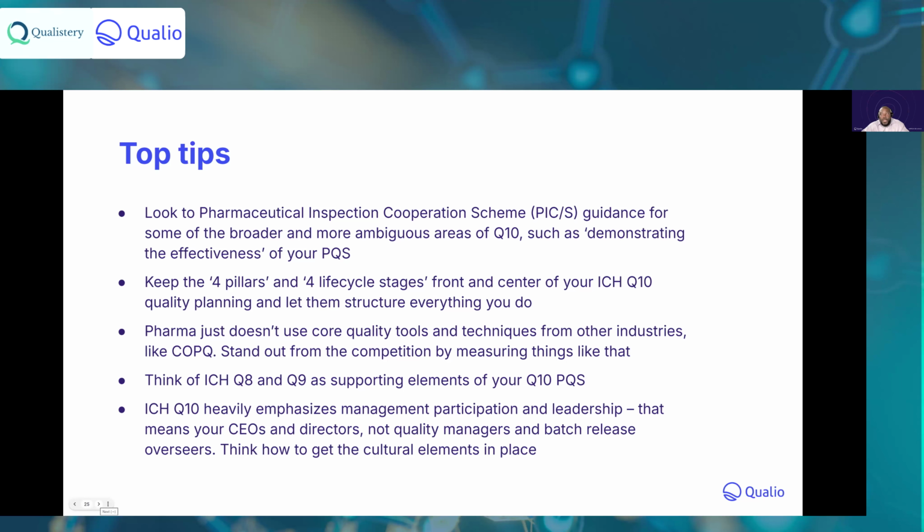Another one is to make sure you structure your quality system around the 4 pillars that Amanda talked about: process performance and product quality monitoring systems, your corrective action, your CAPA system, your change management system, and your management responsibility, which is key. And then also don't forget your life cycle stages, right? From development, technology transfer, commercial manufacturing, and product discontinuation. So it is a cycle. And when you structure your system, structure it around those 4 pillars and the life cycle stages.